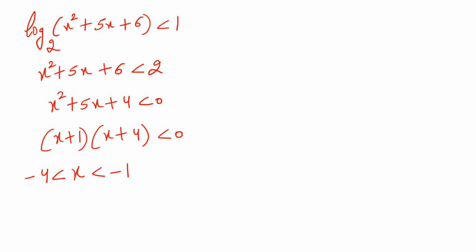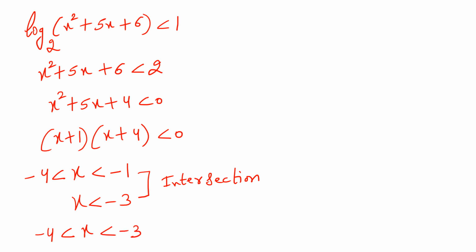Now earlier we had x less than minus 3. So if I take the intersection of both of these intervals, then I get x between minus 4 and minus 3. So that means the domain of f of x is open interval minus 4 to minus 3. But it is given to us as open interval alpha comma beta. So by doing comparison, we get alpha as minus 4 and beta as minus 3.